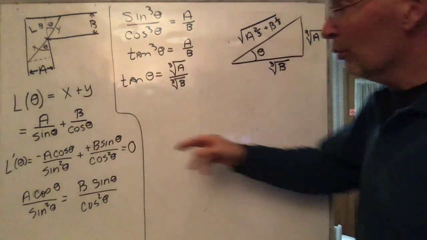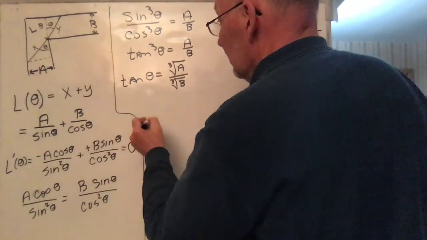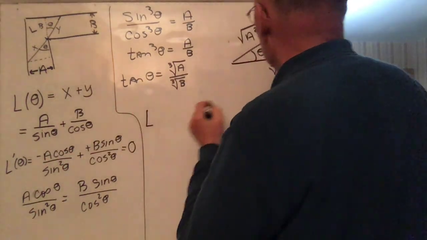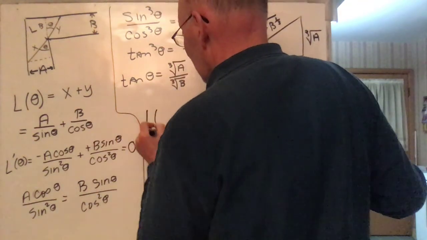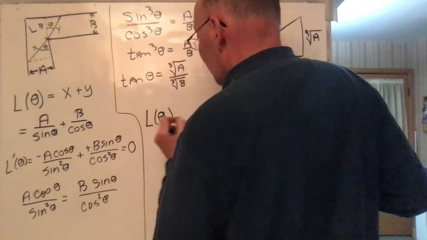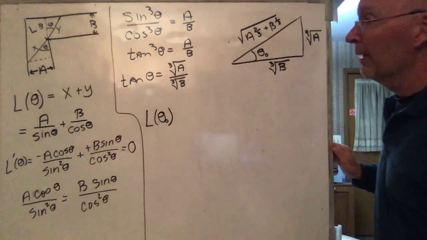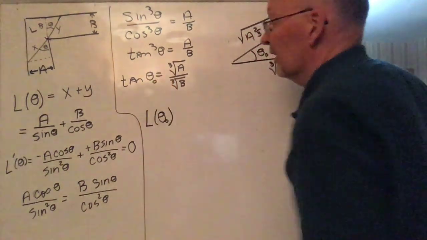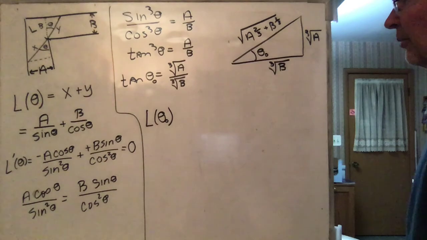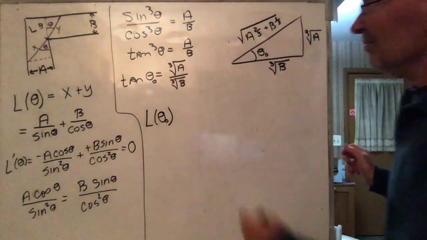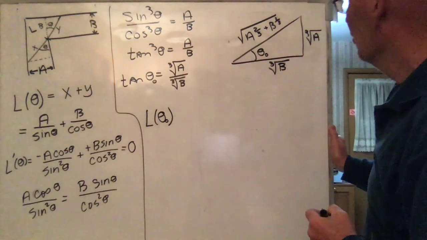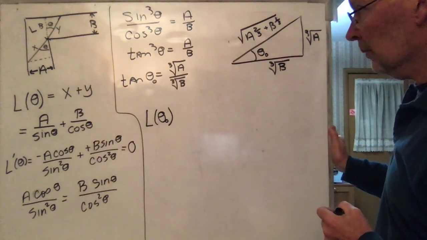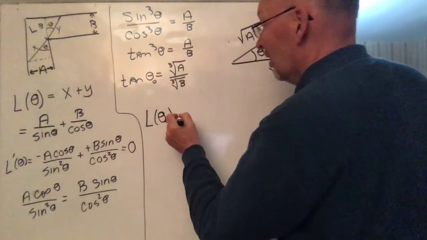So now we can actually find what is, let's call this theta naught, because this is the particular angle which is going to give us the maximum. So we'll call that theta naught. That's the particular angle that gives us the maximum. So that's fine. And so now what do we do?